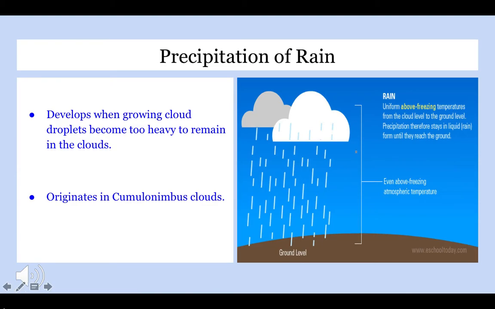When we're talking about the precipitation of rain, we're going to be talking about how it develops from growing cloud droplets that become too heavy to remain in the clouds, so they fall. They usually form in cumulonimbus clouds, which are rain and storm clouds. One thing I learned was that raindrops tend to not actually look like teardrops like they do in movies and cartoons. They're actually very spherical, and that's how they fall as well.